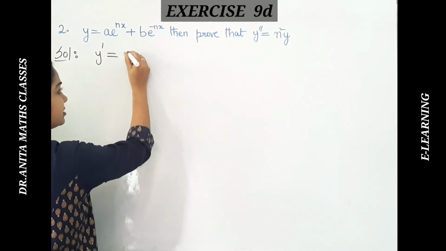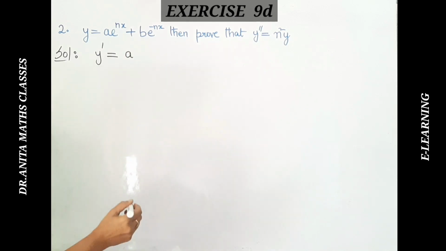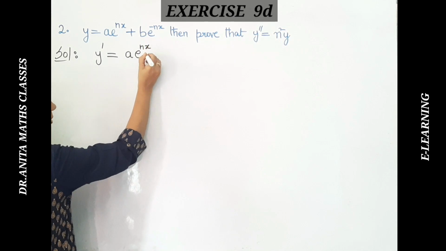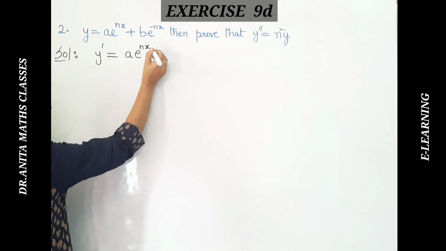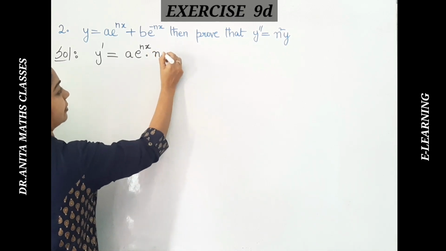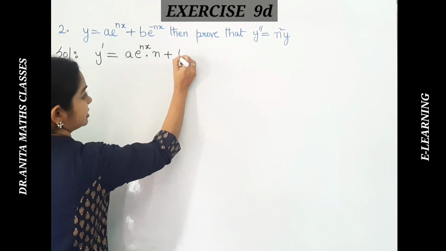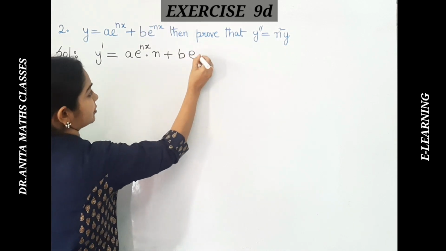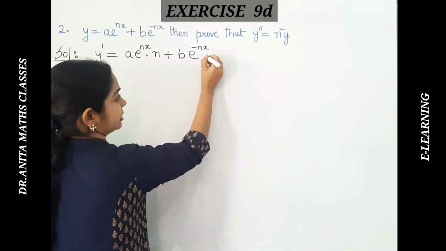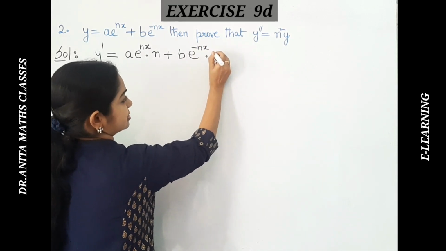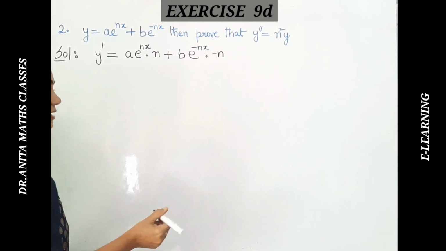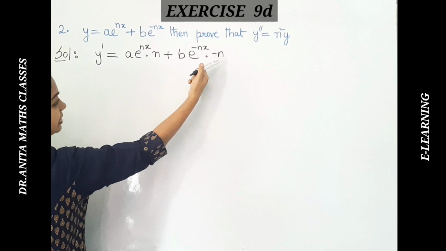So a is a constant, we can take it out, and the derivative of the e function, e raised to the power of x, is the e function only, e raised to the power of nx. But according to the chain rule, this is not x, this is nx. So again I should do the derivative of nx. nx is just n. Plus, the same way here, b is a constant, it comes out. e raised to the power of minus nx is e raised to the power of minus nx only. Again, if you differentiate minus nx according to the chain rule, minus n comes out. So the derivative of x, dx by dx, is 1.